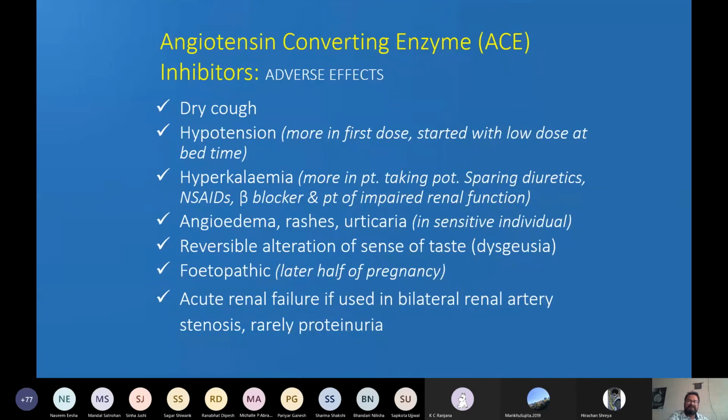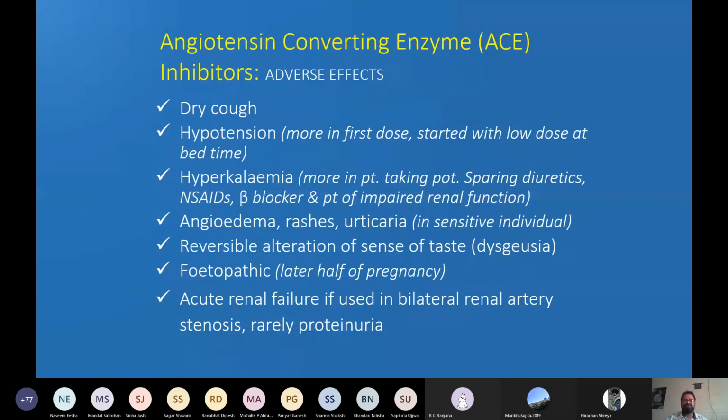I told you while I showed you the mechanism of action that this enzyme is able to degrade bradykinin, isn't it? So now you are blocking this enzyme that degrades bradykinin. That will give you this dry cough. I was talking about this whole class today. Okay, so you should understand that this is a very important thing.